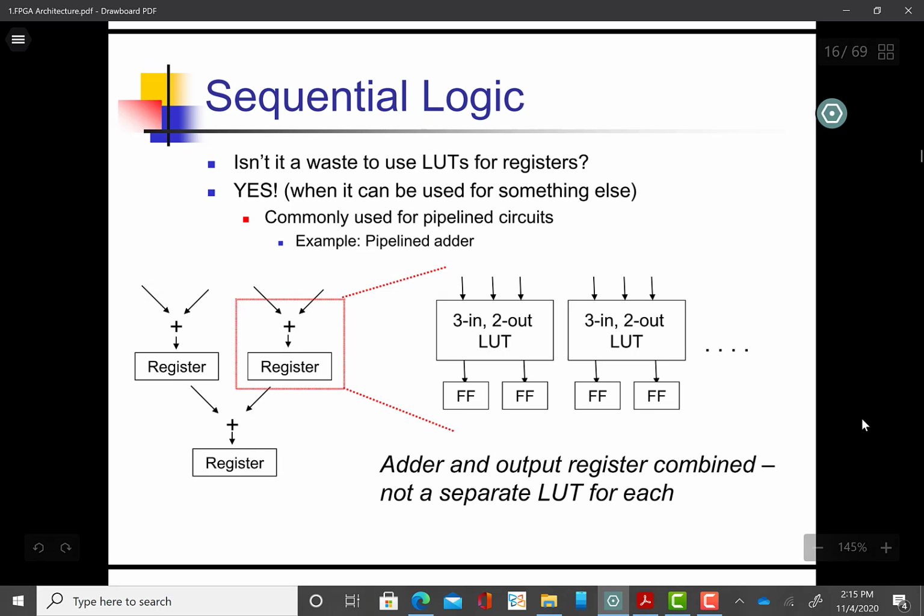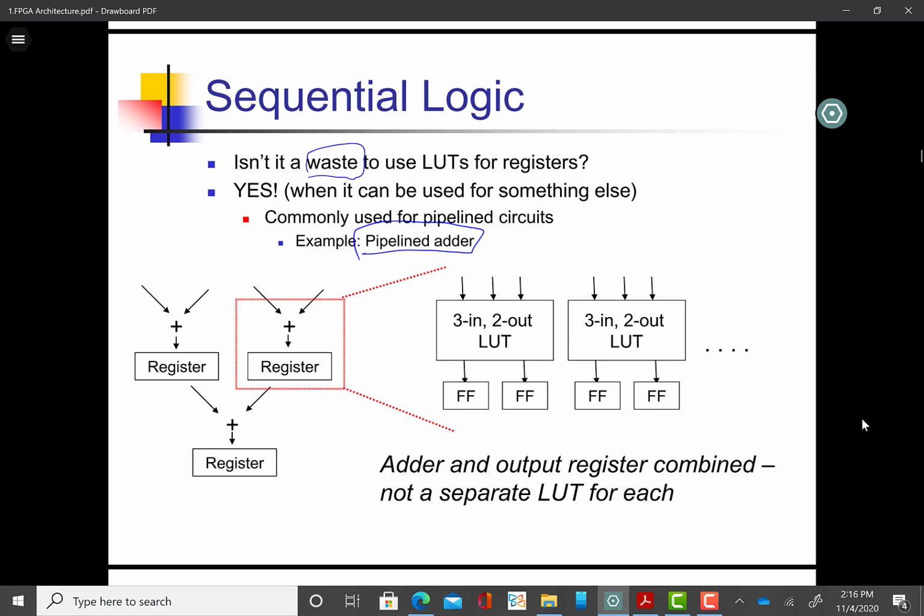But the question is, isn't it a waste of LUTs? Because we are using LUTs as pass-through. So isn't it a waste? The answer is yes. But fortunately, most of the practical circuits are implemented in what is called pipelining or pipeline fashion. So here is an example of a pipeline adder.